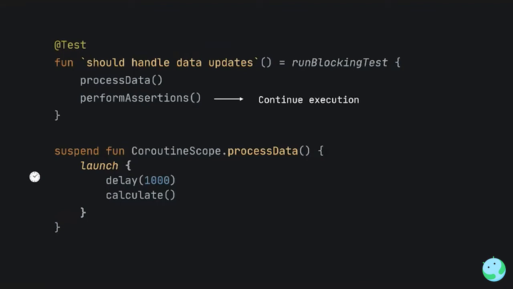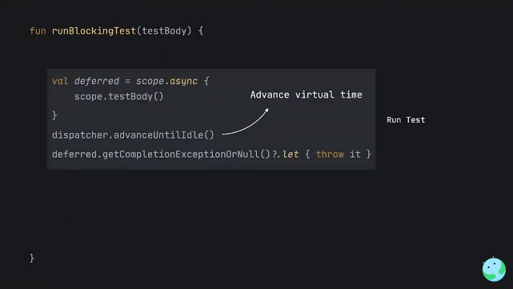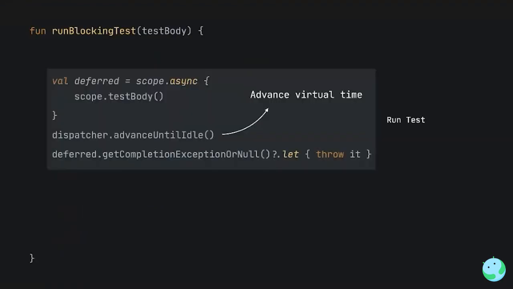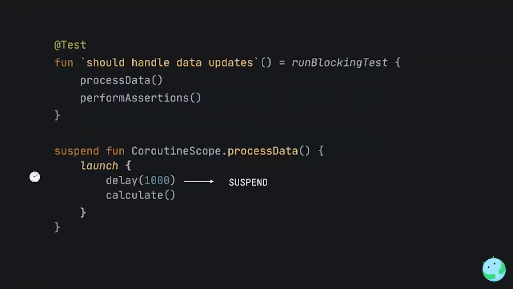So how do you control this delay? We don't want this coroutine to suspend itself. I want it to move forward in its execution. The way this test is written right now, when it encounters this call right here, advance until idle, at the end of your test, that's when this coroutine will unsuspend itself and begin execution.